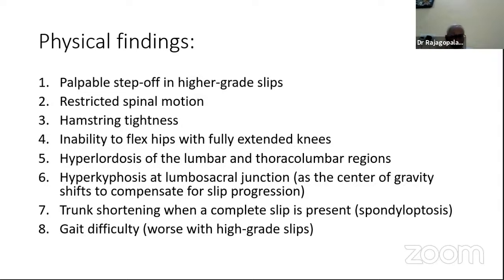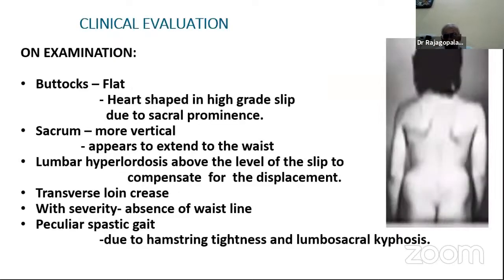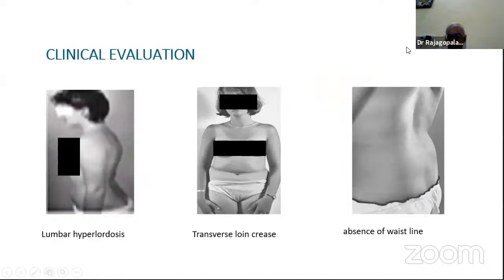The other four findings are what we already saw in inspection: hyperlordosis, trunk shortening, kyphosis below the level, and gait difficulty. So these are the things that you examine: look for tenderness, look for the step, look for limited spinal flexion, look for hamstring tightness. How do we do that? Now, if you see this, I need a second again.